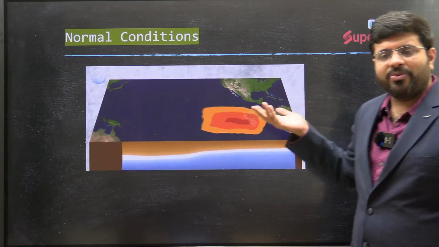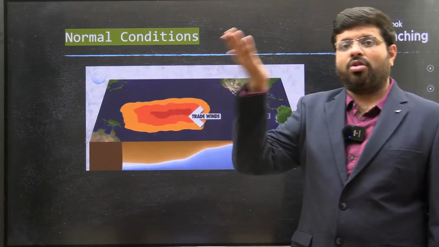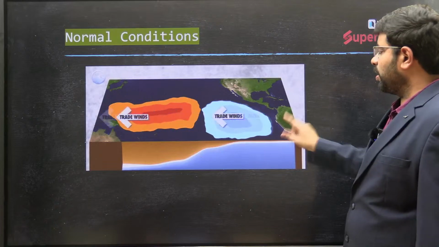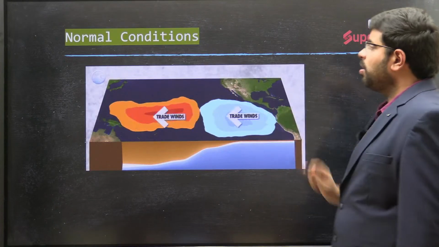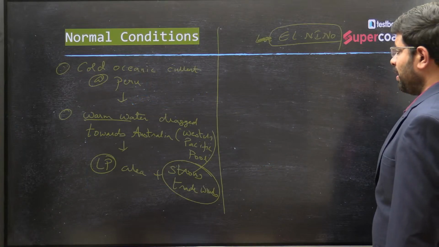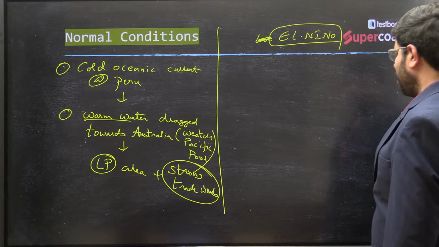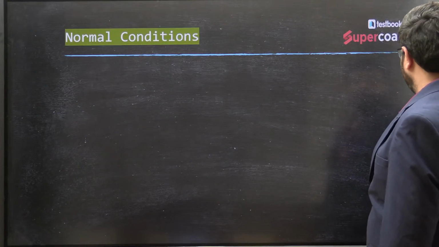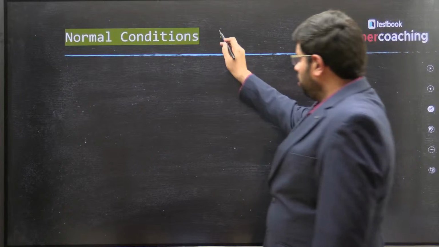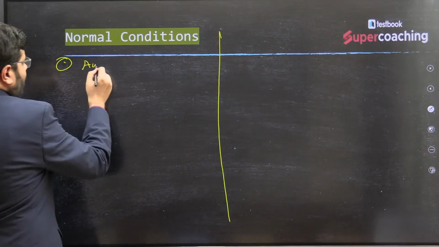We know what is upwelling, right? When the oceanic water moves from the subsurface towards the top. So, there is more cold water nearest to the surface. This is what the normal conditions are, right? So, understand this again. Low pressure area, stronger trade wind. Then what happens? You have seen Australia, air rising.